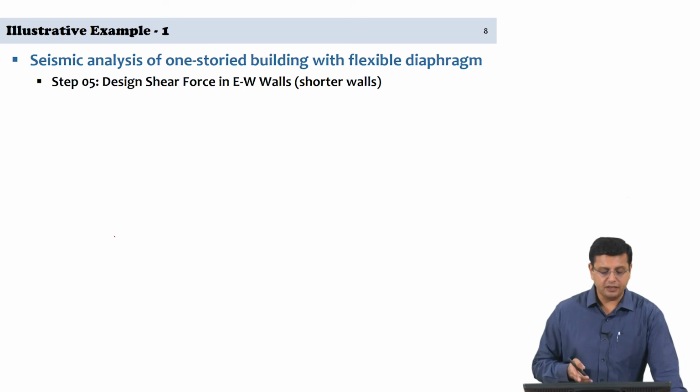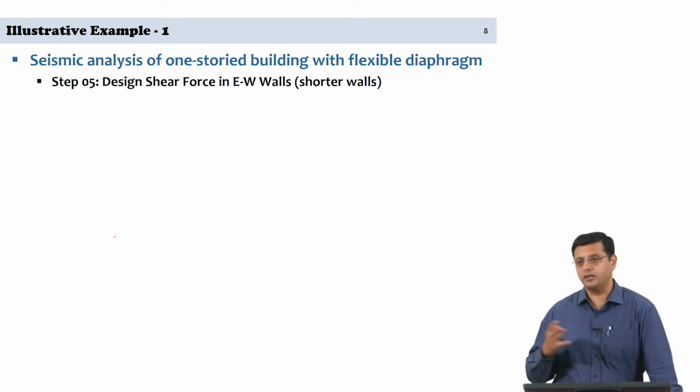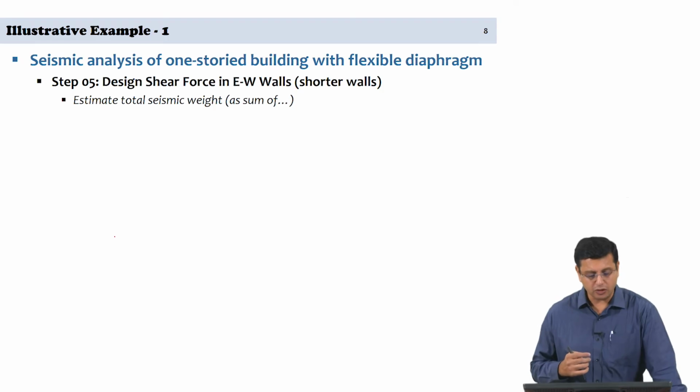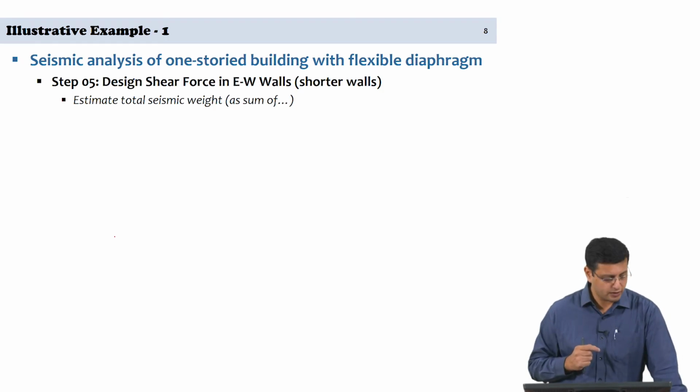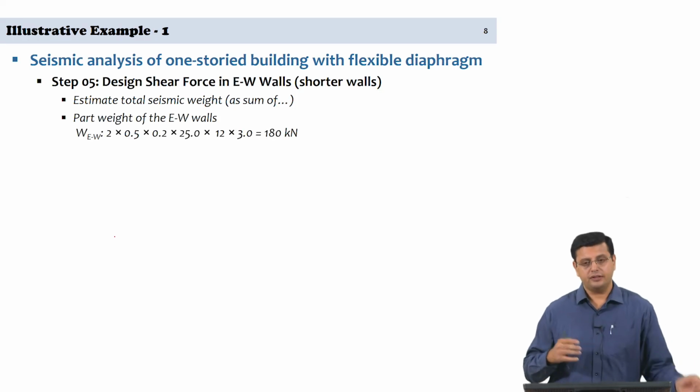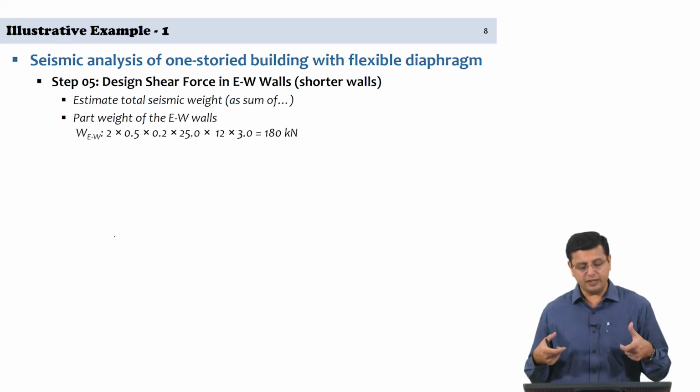So, the design shear force in the east west walls, the total design shear force in the east west walls, or our shorter walls, we need to estimate the total seismic weight. So, now you have the self weight of the east west walls.